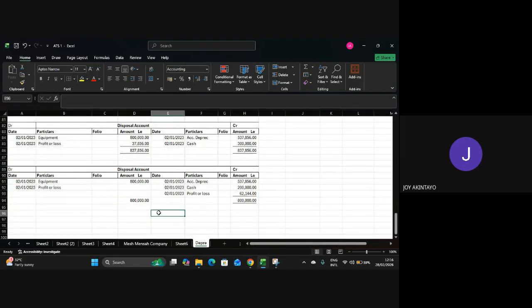So this is for profits: gain on disposal. This is our gain on disposal. Then this is loss on disposal.